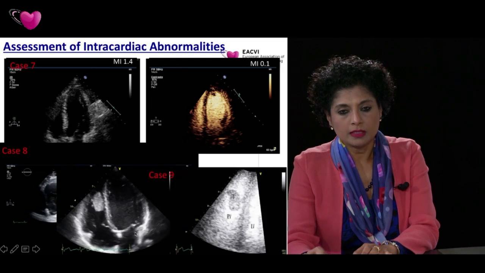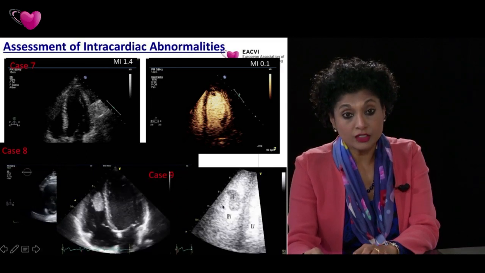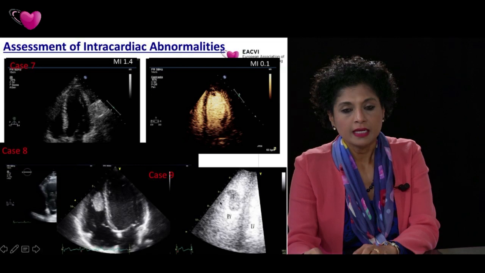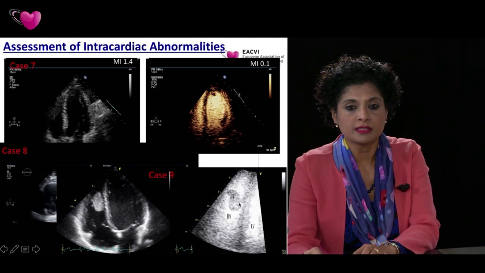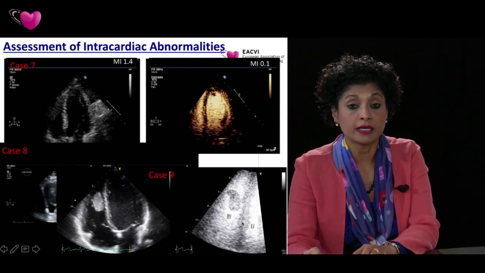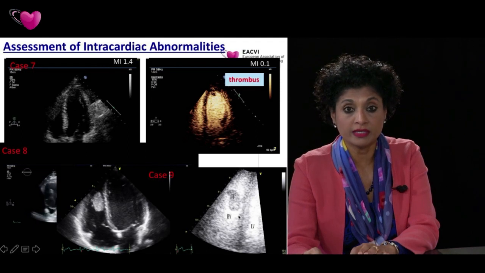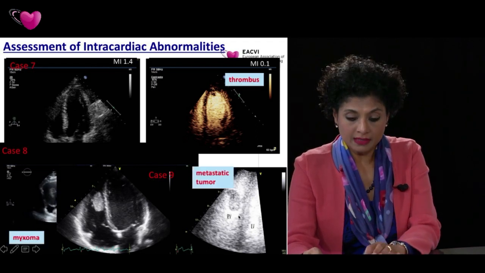And the third one is a metastatic tumor, which is highly vascularized. When you compare that to the heart muscle, you see that the replenishment of the bubbles in the tumor is very similar to that of the heart muscle. So we've got three examples: thrombus, myxoma, and metastatic tumor.